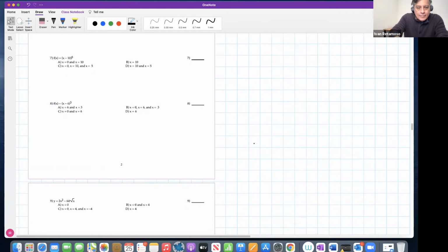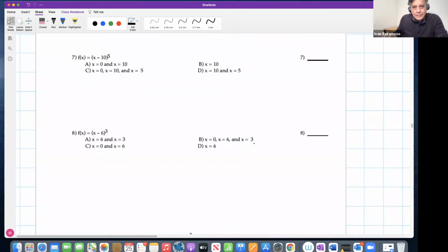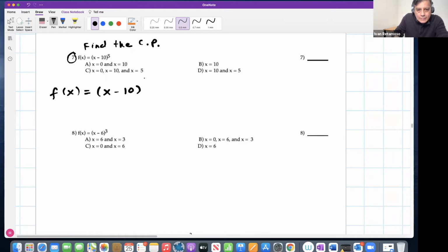Can you try this guy? Number 8. Numbers more interesting 6, I think, because 6 or 7 is good. Yeah, 7 is good, I think. It's a fifth power. Yeah, try to find the critical points of this function. Find the critical points. The function is f of x equals (x minus 10) raised to the 5th power.